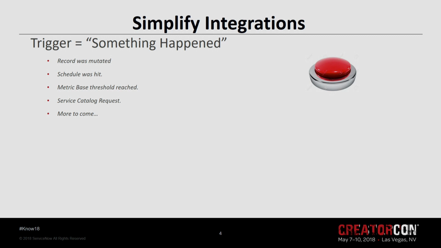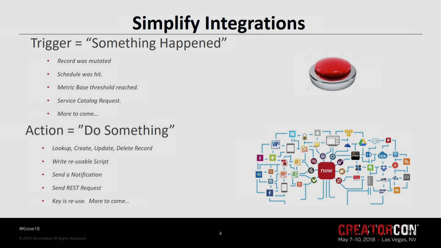Now in London, service catalog requests, you can trigger a flow off of. You might have seen the train. Show of hands, how many people saw the train thing running out there? That's actually a service catalog request running a flow in the background. So that whole train demo was built off of Integration Hub. There's obviously more triggers to come, but we wanted to separate the trigger from the action.